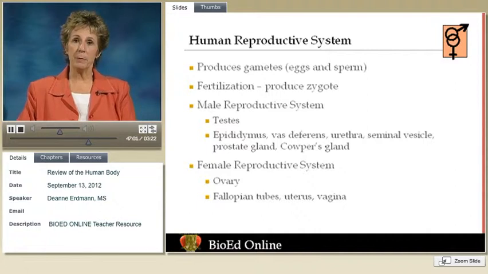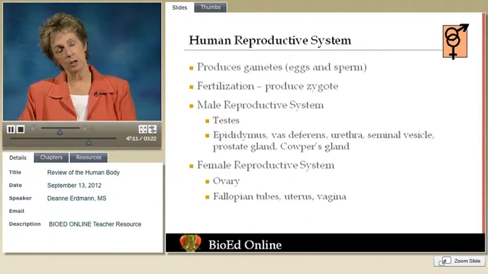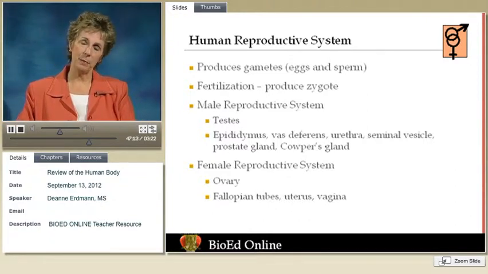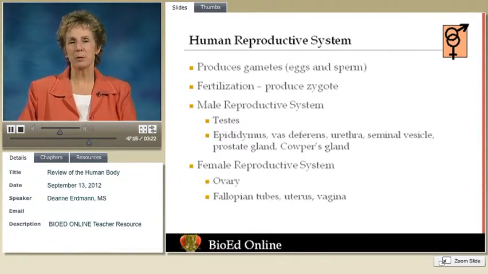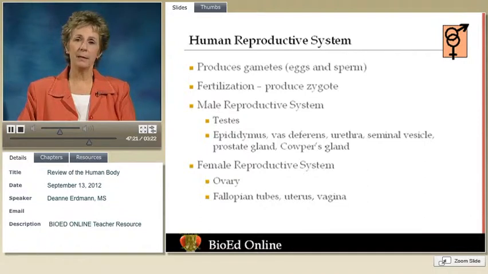The major function of the reproductive system is to produce gametes, or sex cells, which are cells that have 1/2 of each of our pairs of chromosomes. The male is going to contribute 1/2, the female is going to contribute 1/2, so no matter how much more you look like one parent than the other, you're still exactly 50-50. When the egg and sperm join, they form a zygote, and from that zygote the cells begin to divide.